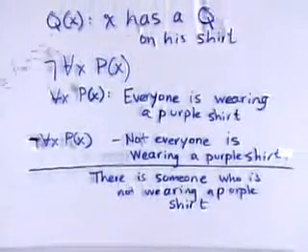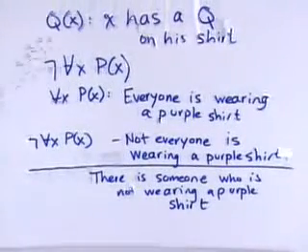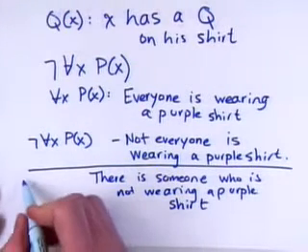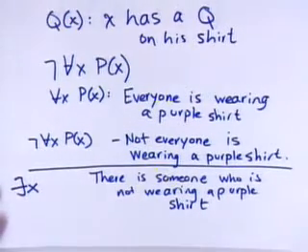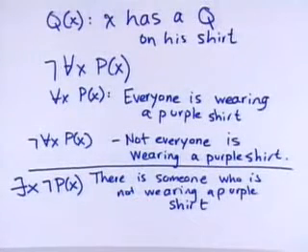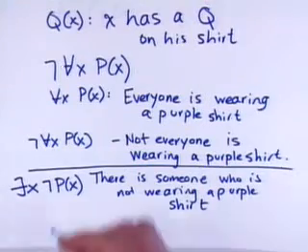Just got a little journey there. So how do I write that in predicate calculus if I want to convert it back? Now I have a "there exists" instead of a "for all." So that's a there exists statement: there's a person who is not wearing a purple shirt. How do I say x is not wearing a purple shirt? Not P of x. So I put not P of x. And these two things are logically equivalent.